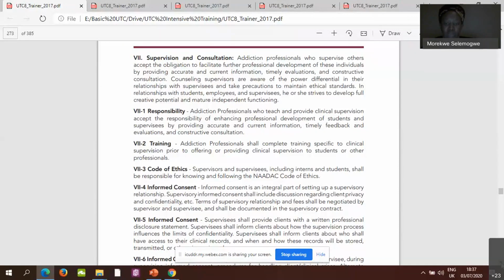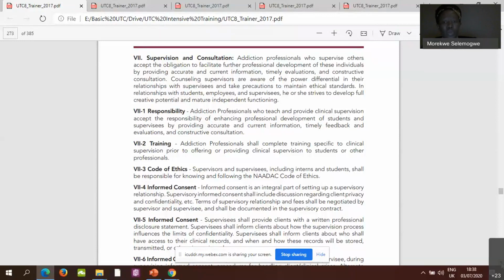There should be discussions regarding client privacy and confidentiality, because when you bring in your supervisee, obviously they're going to be coming in with their cases that you're going to be discussing. Terms of supervisory relationship and fees shall be negotiated by the supervisor and supervisee. I know Beatrice gave an example of somebody who was out of Kenya who wanted to have a supervisory relationship.